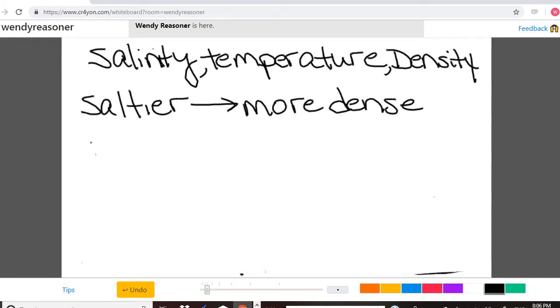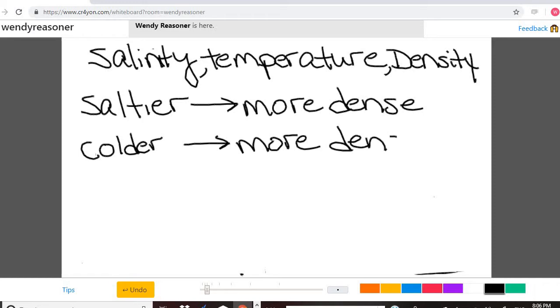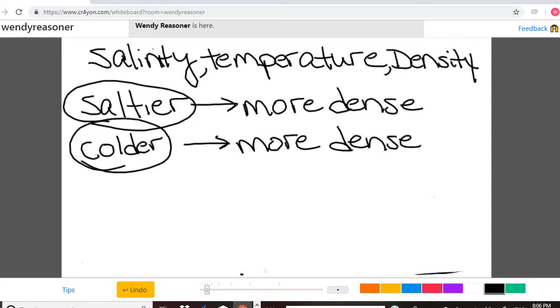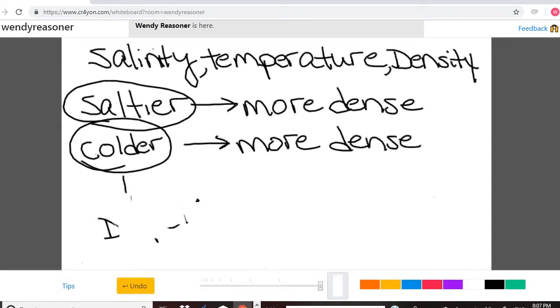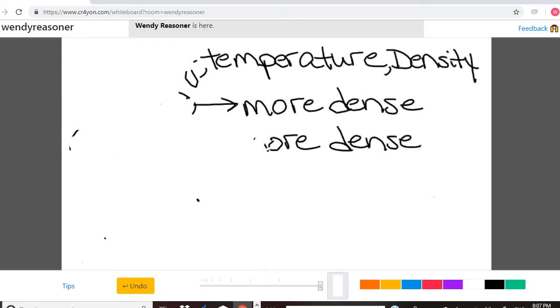And we've already said that colder water, to a certain point, also becomes more dense, until it reaches the point where it freezes. So what that means is that the saltier and colder water would be deeper, and the warmer water and the less salty water would be more shallow. So the saltier the water and the colder the water, the deeper it would be within the ocean.